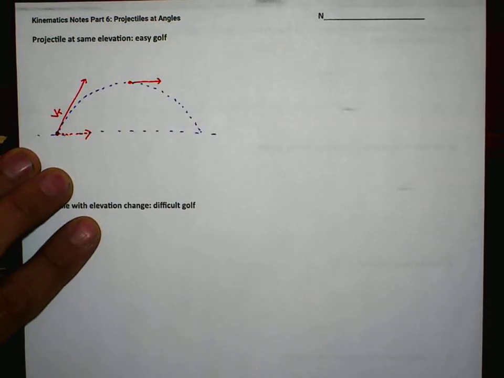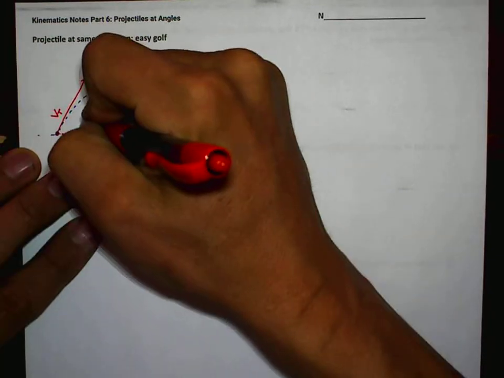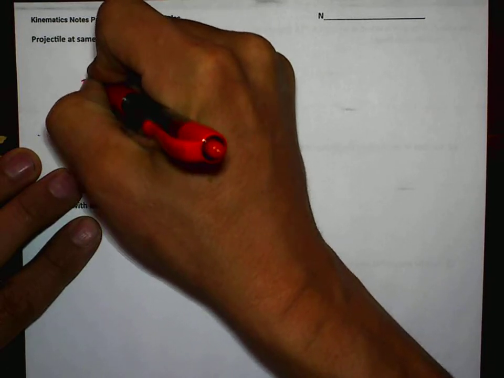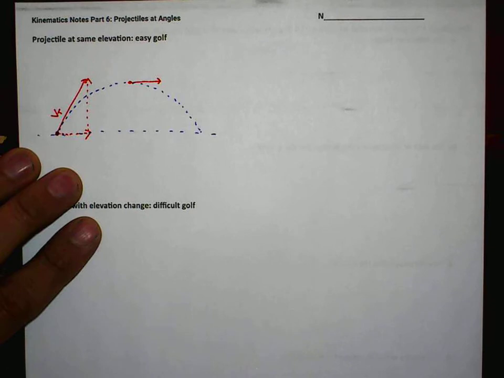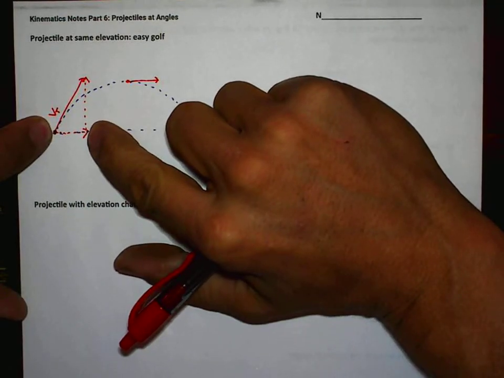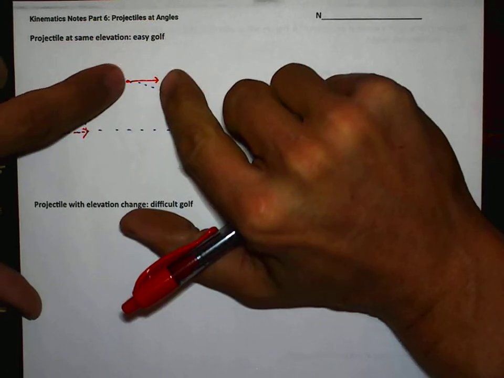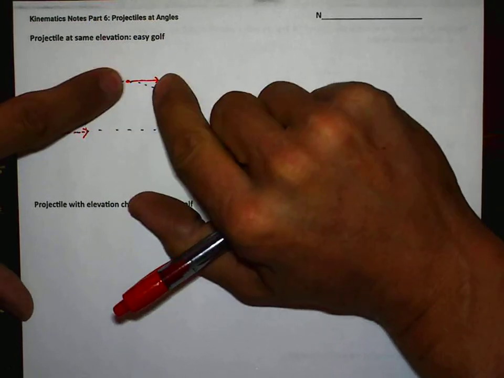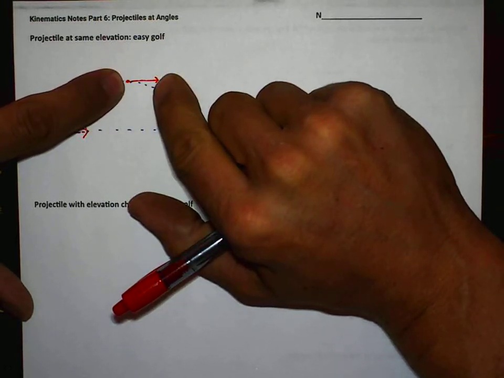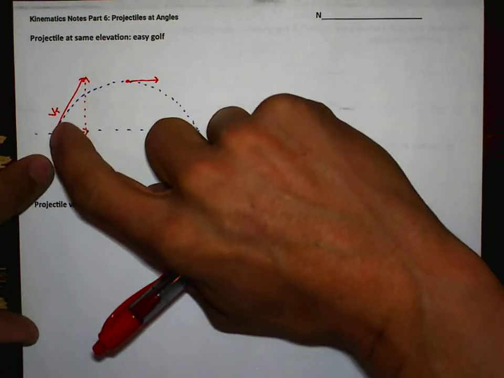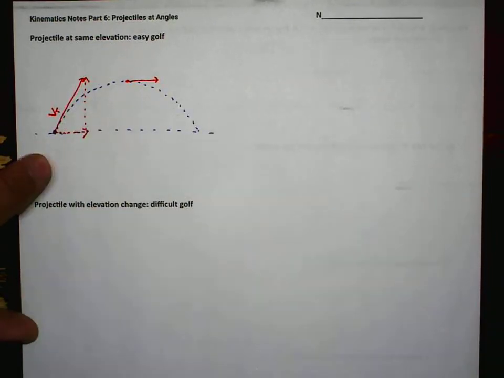Here's the y component of this velocity. Looks like that. So what I'm saying is this is the same length as this. So if this is 10 meters per second, what's this? 10 meters per second. It's the horizontal velocity. Here this is going to be much greater. Then this is one of the reasons why we call this easy golf.